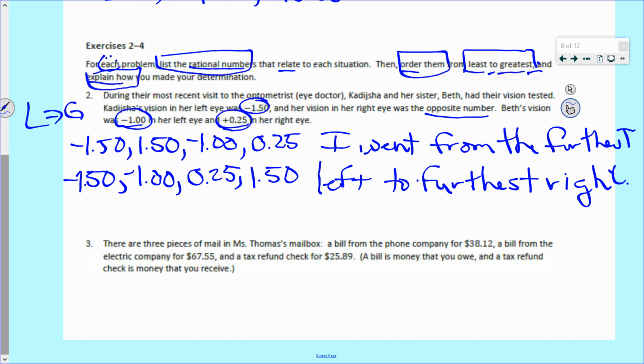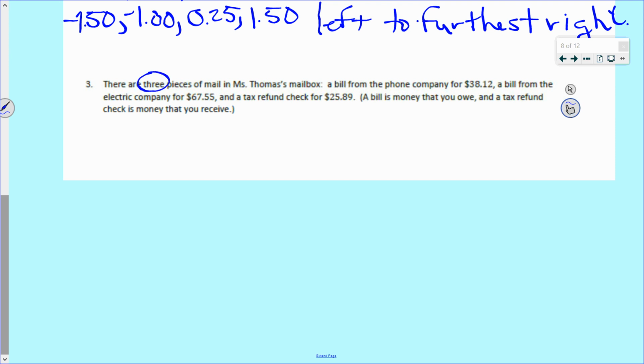Okay, our next one. There are 3 pieces of mail in Mr. Thomas's box. A bill from the phone company for $38.12, a bill from the electric company for $67.55, and a tax refund for $25.89. A bill is money you owe. A refund is money that you receive. So that should help you on the whole positive negative piece. So the first thing we need to do is write in our integers. What integer would I use for a bill of $38.12? Negative. Good job, Jasmine. Negative $38.12.